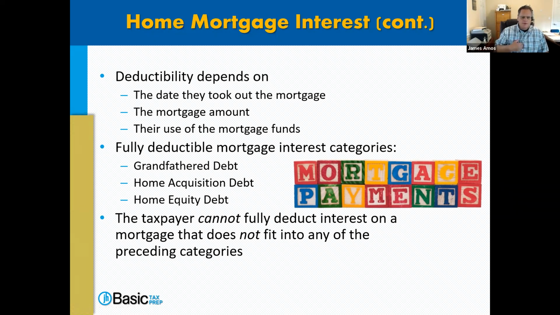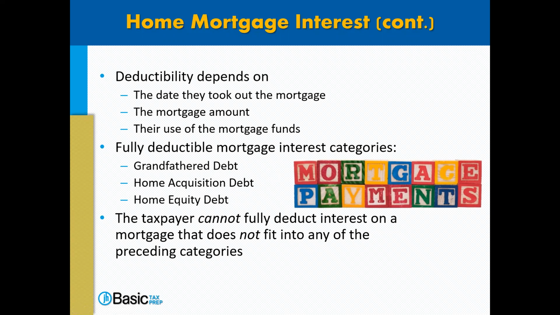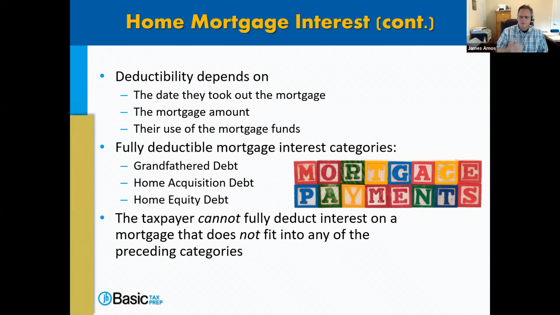I'm looking at some other stuff here. And then what type of debt can it be? A grandfather debt, in other words, a debt that you inherited or took on from someone else. A home acquisition debt is the most common kind. This is where you got the loan to acquire the property. You used it to acquire the property, or home equity debt where you did a debt for the home. You've got equity in the home, and then you use the funds to make improvements or something on your home.